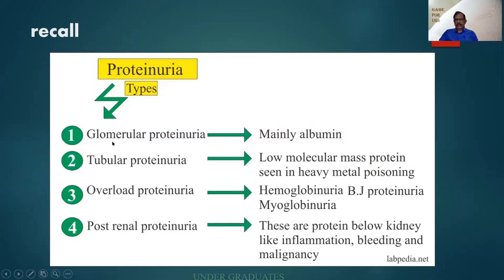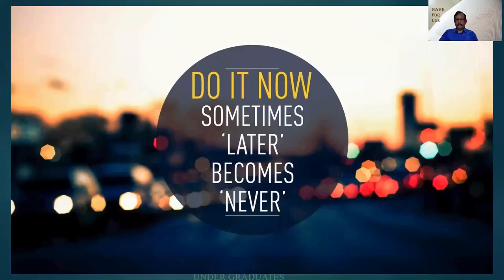Recall all this. There is a glomerular cause, which is mainly albumin, tubular protein, which can be in a case of poisoning, overload proteinuria in a case of Bence-Jones protein or myoglobinuria, post-renal causes, when there is an inflammation below the kidney in the ureter or the bladder, or in malignancy. I would like you people to memorize all this now. Sometimes later becomes never. Mercy.